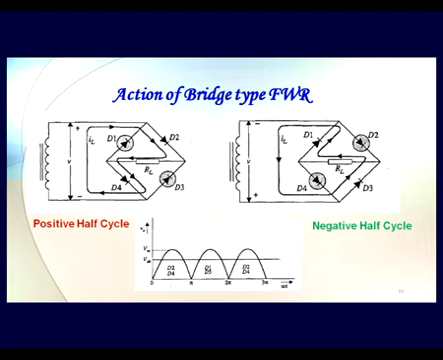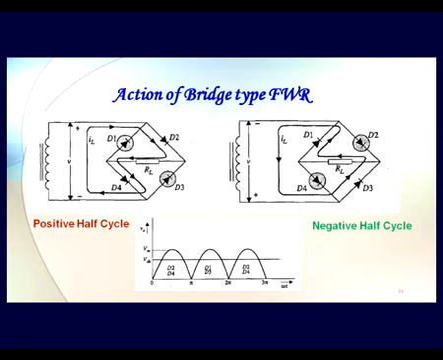Now if we go to the action of the bridge type full wave rectifier, here I have shown you on the left hand side the positive half cycle. In the positive half cycle, there is no center tap. This is a single secondary with a single winding. Then positive is here. So this diode is going to conduct through D2, through RL, through D4, it is going to come back. So this is the direction of current in the positive half cycle.